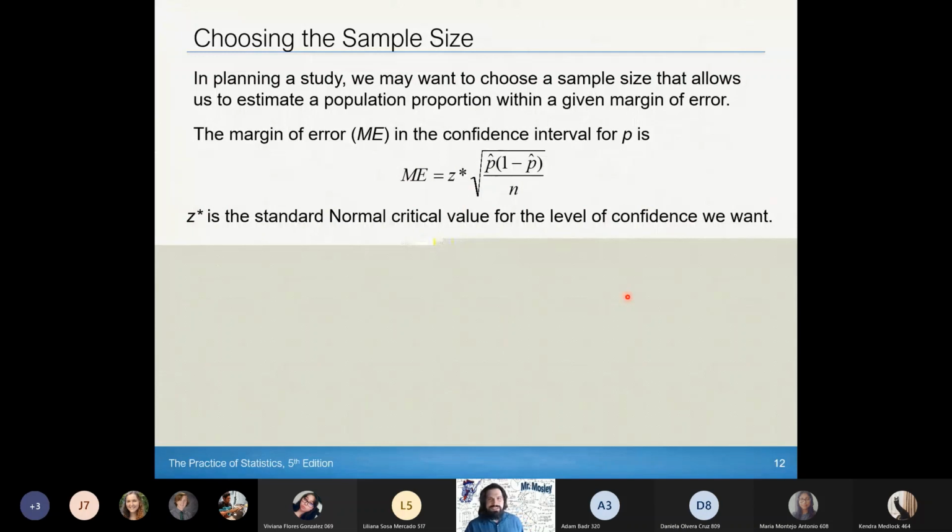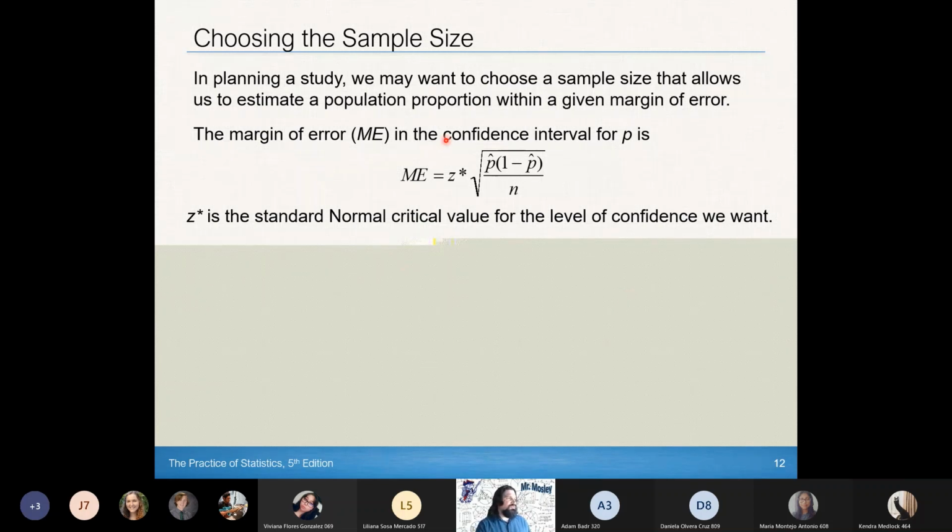So the next thing we talk about here is choosing the sample size. In planning a study, we may want to choose a sample size that allows us to estimate a population proportion within a given margin of error. Sometimes before we run our sample, we want to decide what size of sample we need for a given confidence percent or margin of error. Because it could save us money, if we're actually having to pay to send people out to do this collection of data. Collecting too much could be spending money I don't have to spend, or taking too small of a sample would mean that I have to do it again. So we want to find that sweet spot.